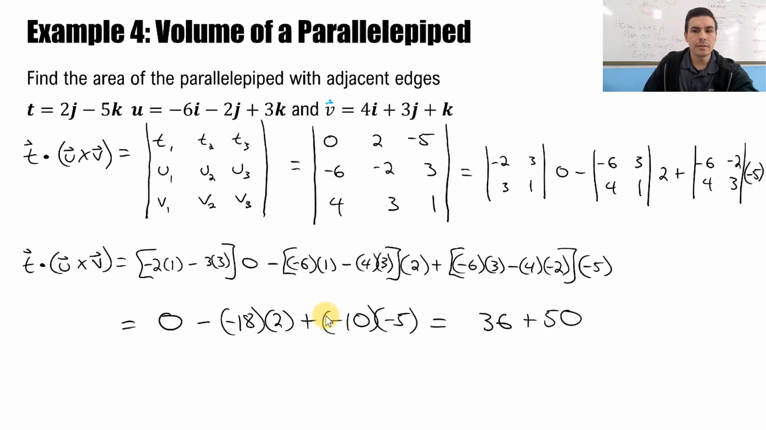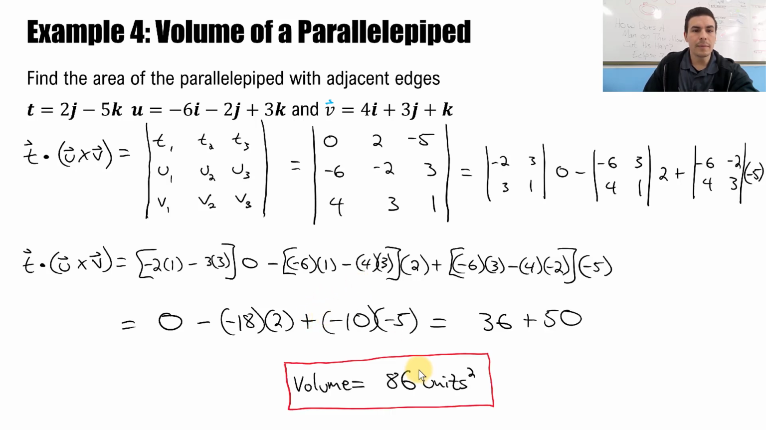And once we simplify that, we're going to get 86, okay? So again, this is going to give us some scalar value because I don't have my unit vectors anymore. I just have these components of vector t. Okay, so when I take the determinant of this, I'm going to get a scalar value, and that scalar value will represent the volume of my parallelepiped. Okay, and in this case, it'll be 86 units. That should be units cubed.